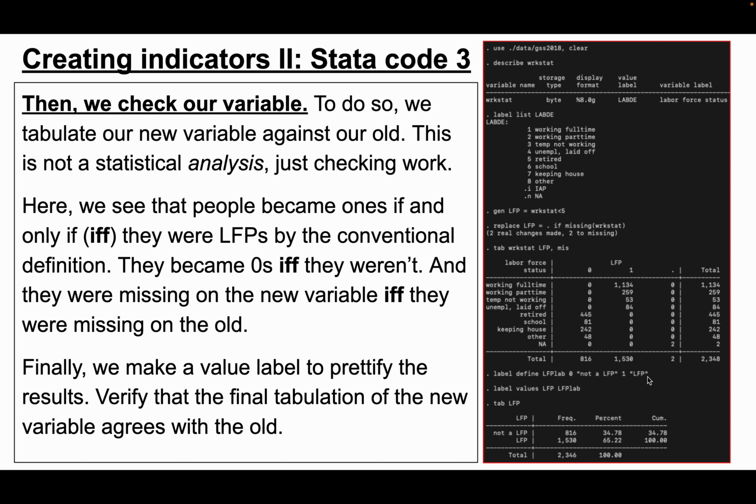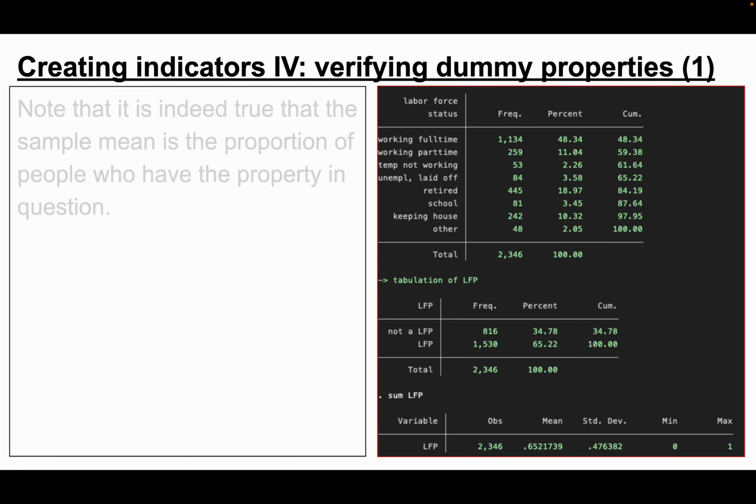The next step is we need to paste on the value label. So this is like a name tag. We've written the name tag. We need to place the name tag on our variable. So we say label values LFP, the variable, with LFP lab. Finally, we tabulate the new variable, and we can see that it looks nice and pretty just like this.